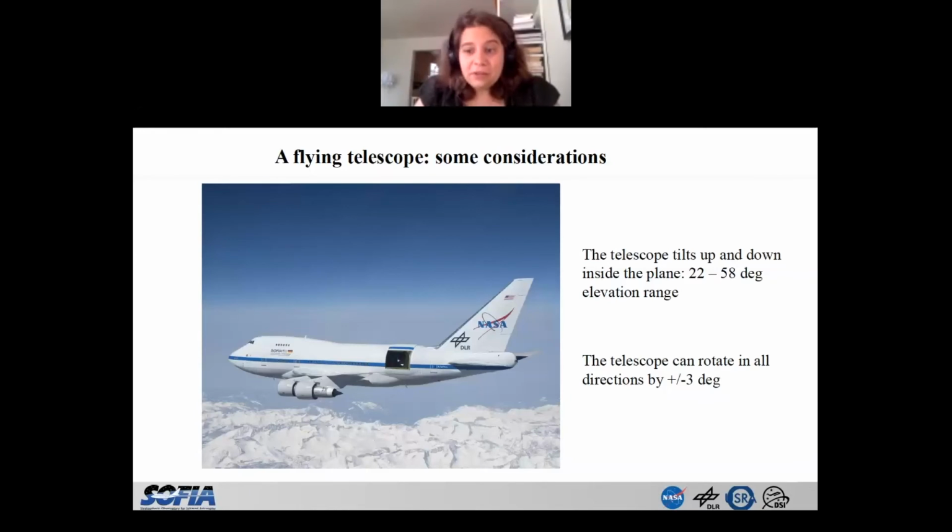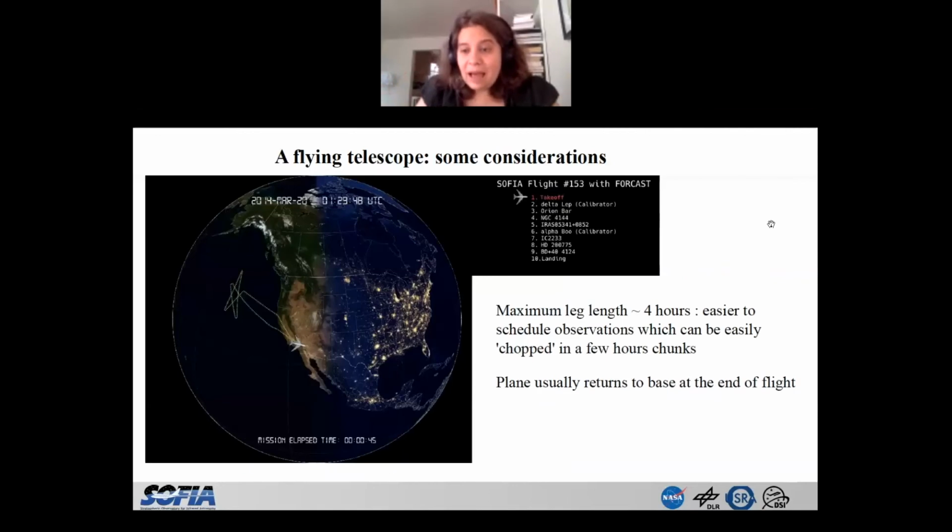Other consideration, it's a telescope that flies, so it moves, but the mirror inside doesn't move all around. It has some range of elevation that it can target. And this really much determines how the flight plans are built.